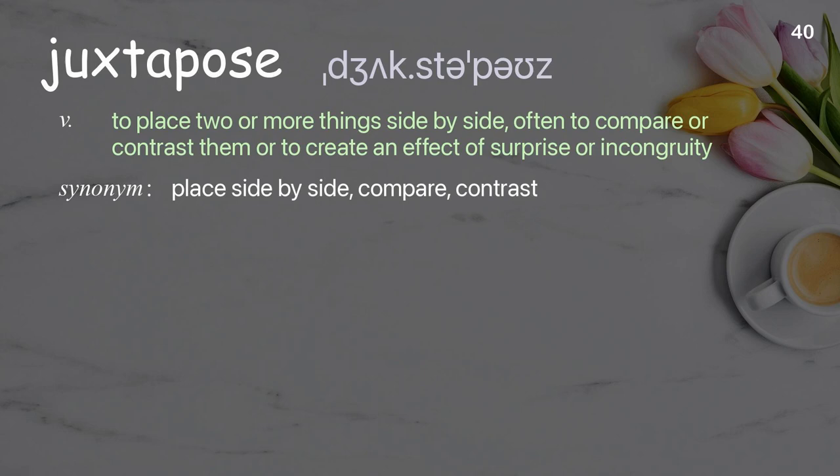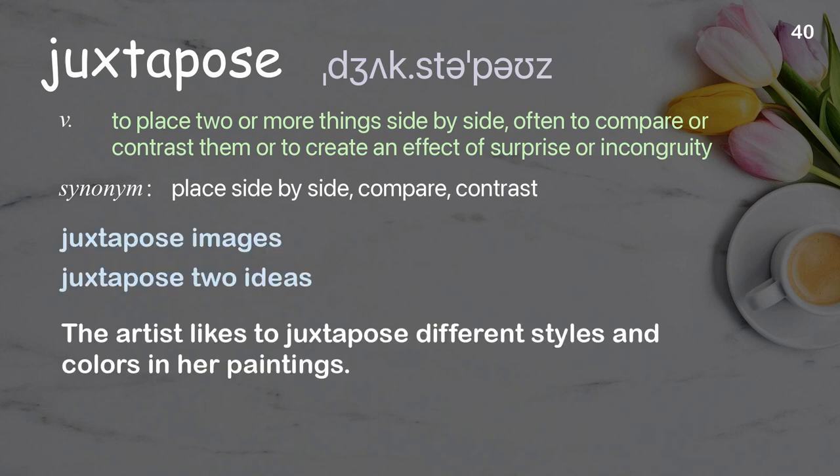Juxtapose. To place two or more things side by side, often to compare or contrast them or to create an effect of surprise or incongruity. Examples: Juxtapose images. Juxtapose two ideas. The artist likes to juxtapose different styles and colors in her paintings.